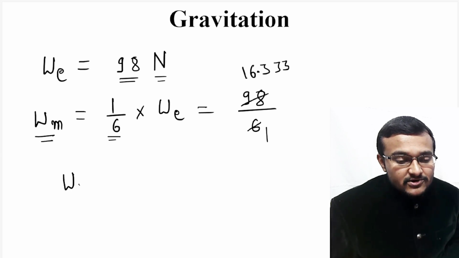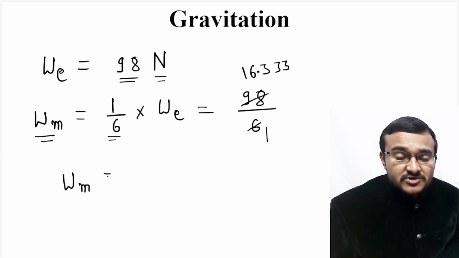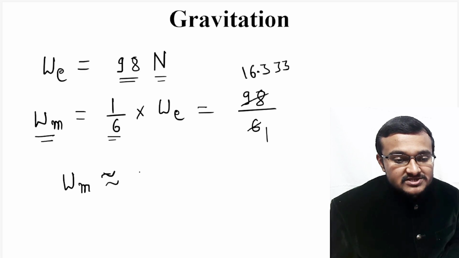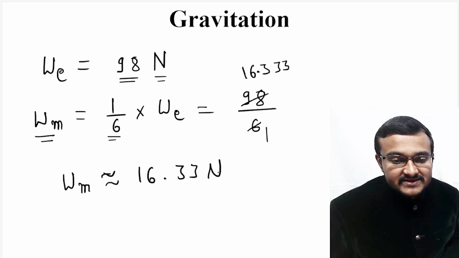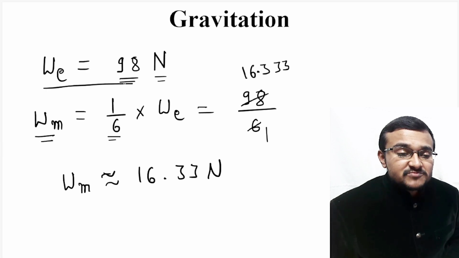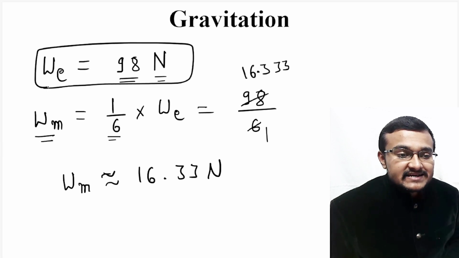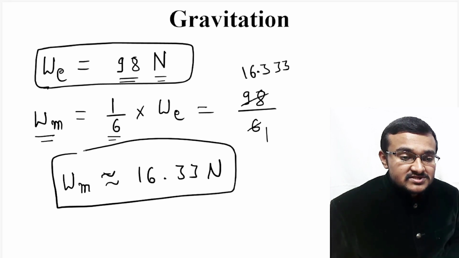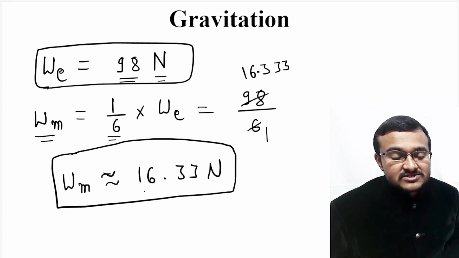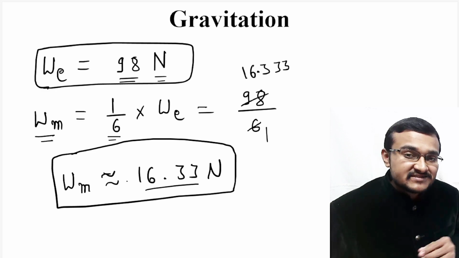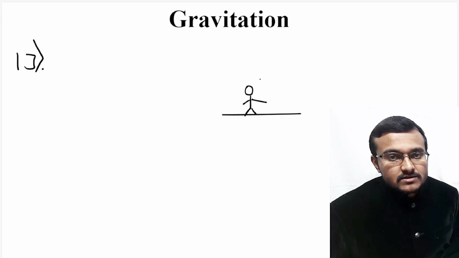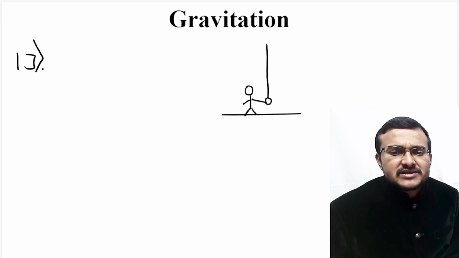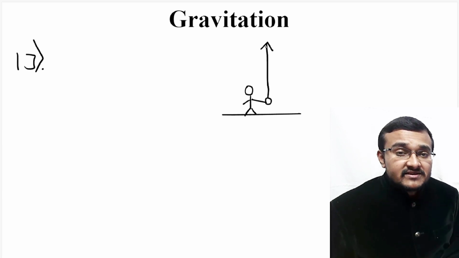So now the weight of this particular object on the moon's surface is approximately equal to 16.33 Newton. The weight of this particular object on Earth's surface was 98 Newton. If the same object is taken onto the moon's surface, then the weight of this object on the moon's surface will be 16.33 Newton.